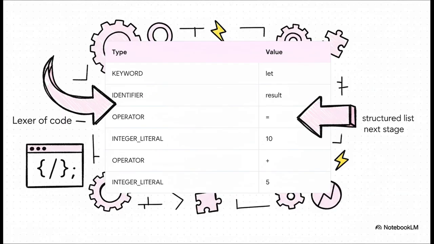And here's what it looks like in action. See that? Our one line of code has been transformed into this nice, orderly stream of tokens. The lexer was smart enough to see let and say, that's a keyword. It saw results and called it an identifier, which, by the way, is just a fancy word for a name you give something. The equal sign, that's an operator, and so on. By turning our code into this structured list, we've set the stage perfectly for the next step, the parser, to come in and check the grammar.